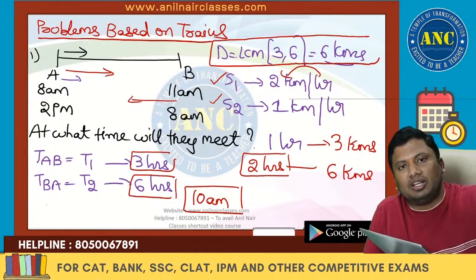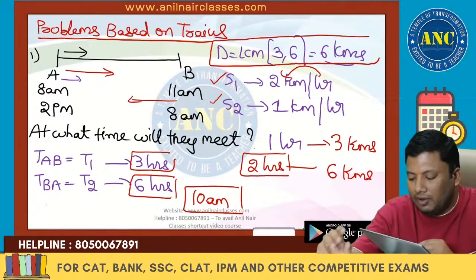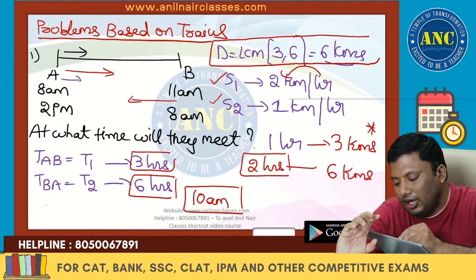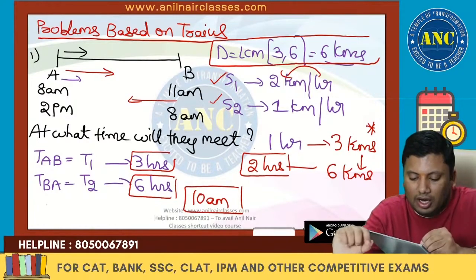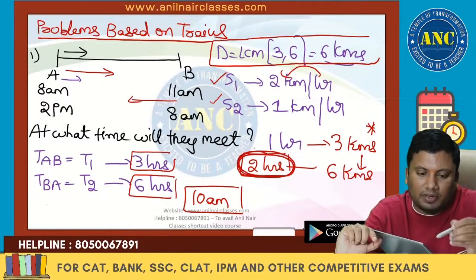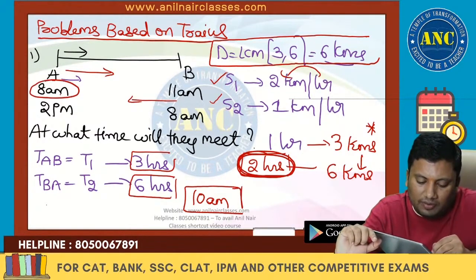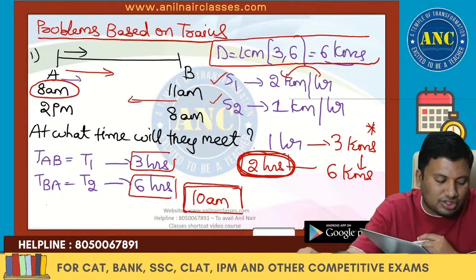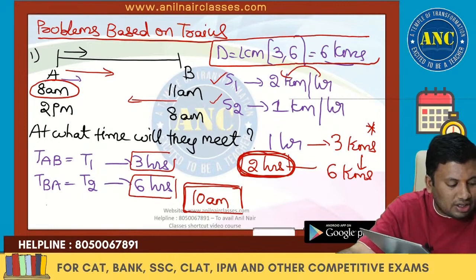In 1 hour, this train will travel 2, and this train will travel 1. In 1 hour, the total traveled is 3. But I want 6. 3 twos are 6. They will meet after 2 hours. Starting time is 8, so 2 hours from 8. The answer is 10.